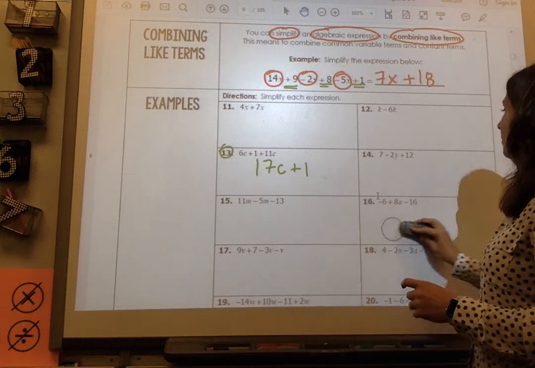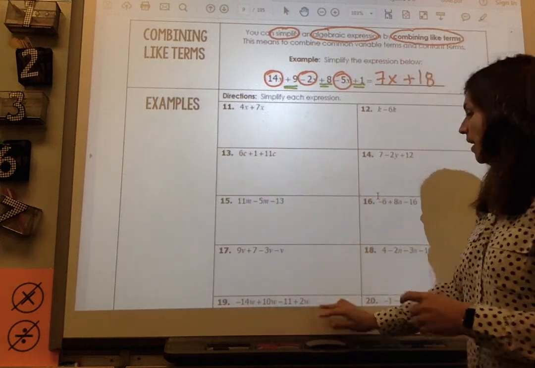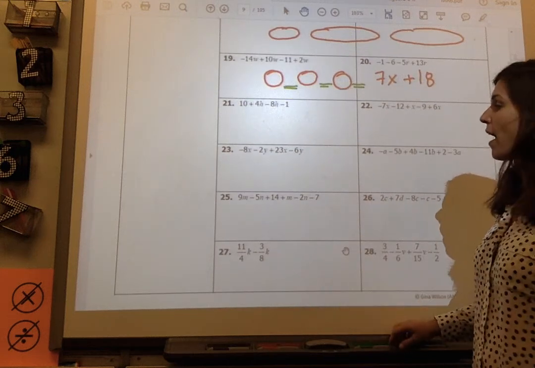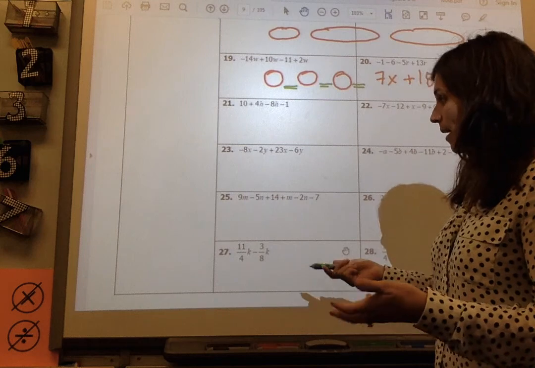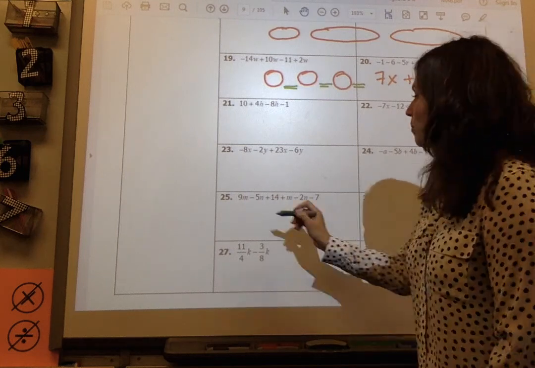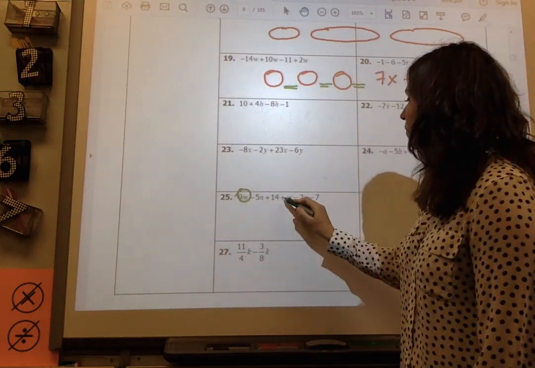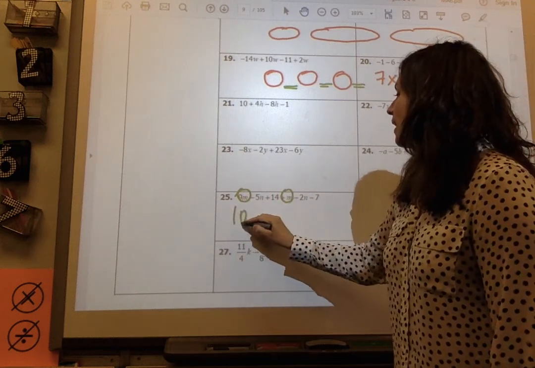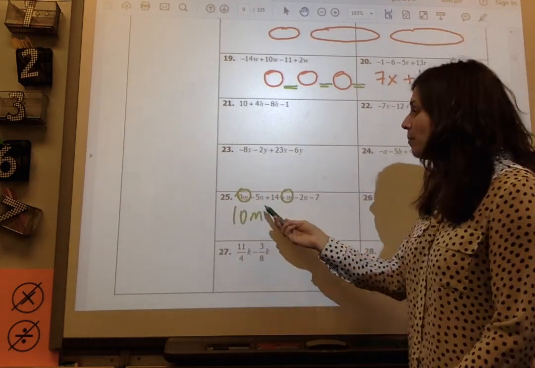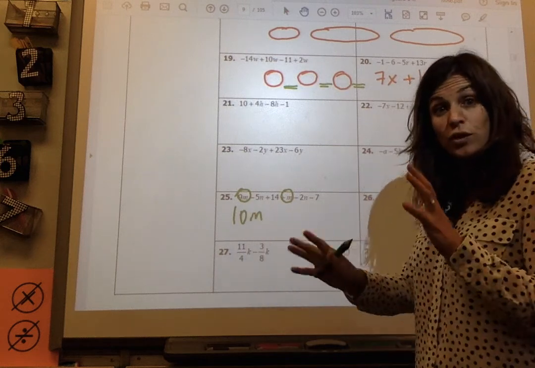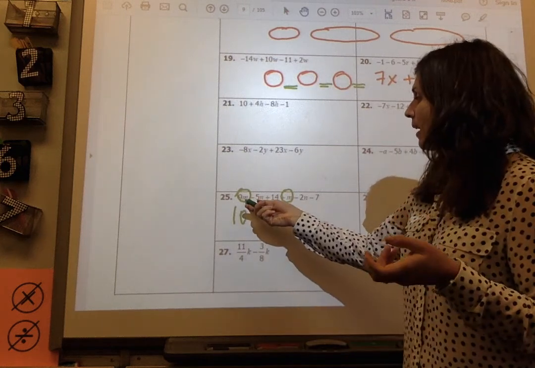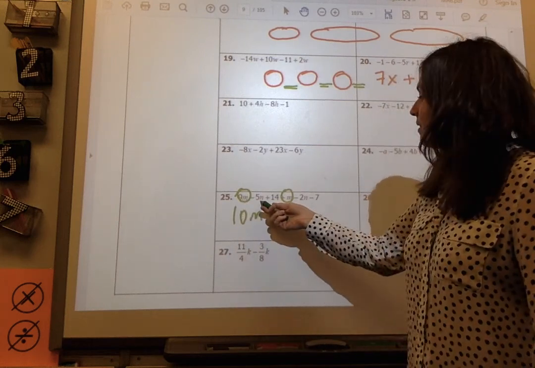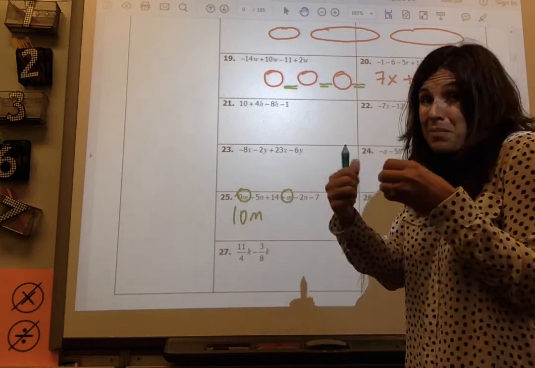Okay, that's number 16. Let's jump down to 25. Sometimes what I do is I circle my like terms. So 9m can be combined with m. 9m and m is 10m. I cannot combine n and m together. They're two different things. Let's say M stood for markers and N stands for napkins. Markers and napkins can never go together.